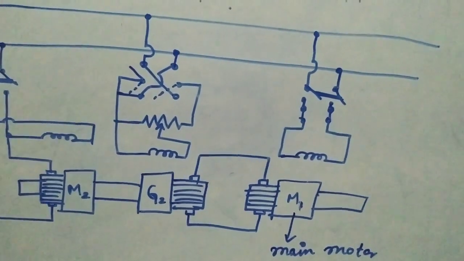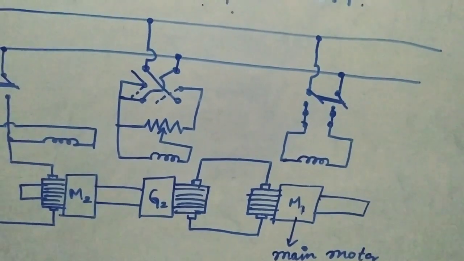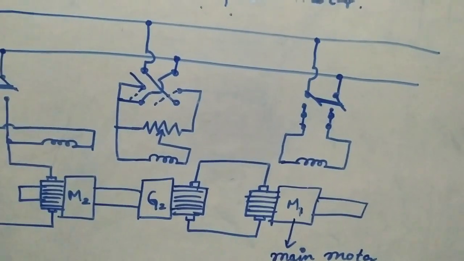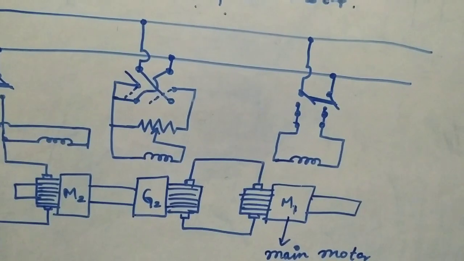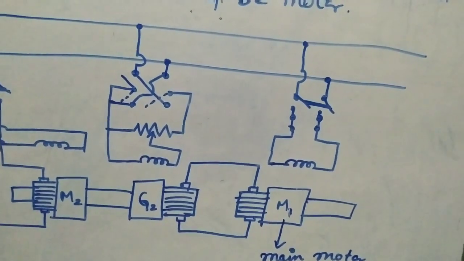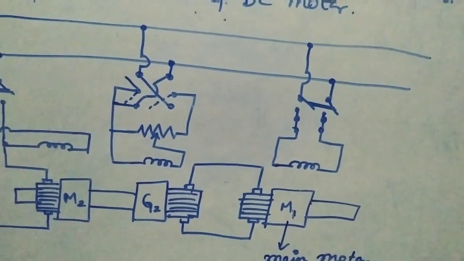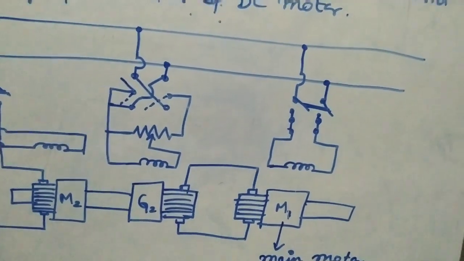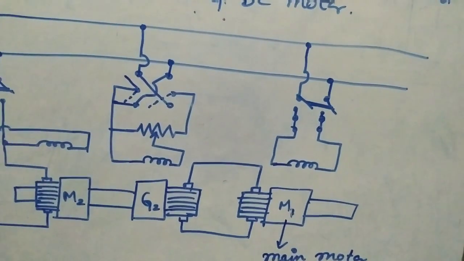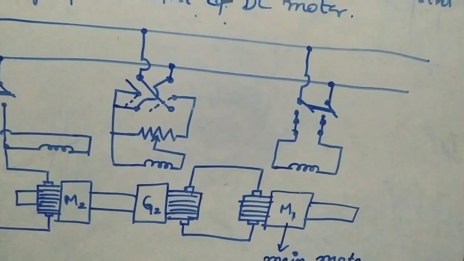Okay, so as this method can give unlimited speed control in either direction, this system is commonly employed for elevators, hoists, and main drives in steel mills. So this much you have to explain.